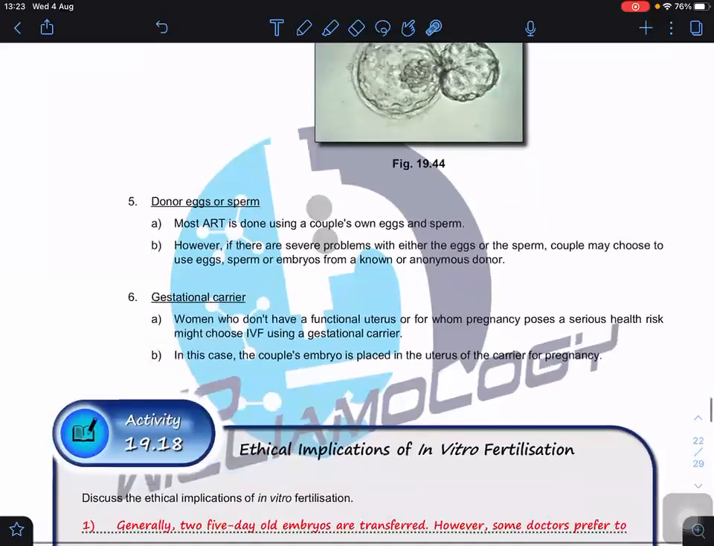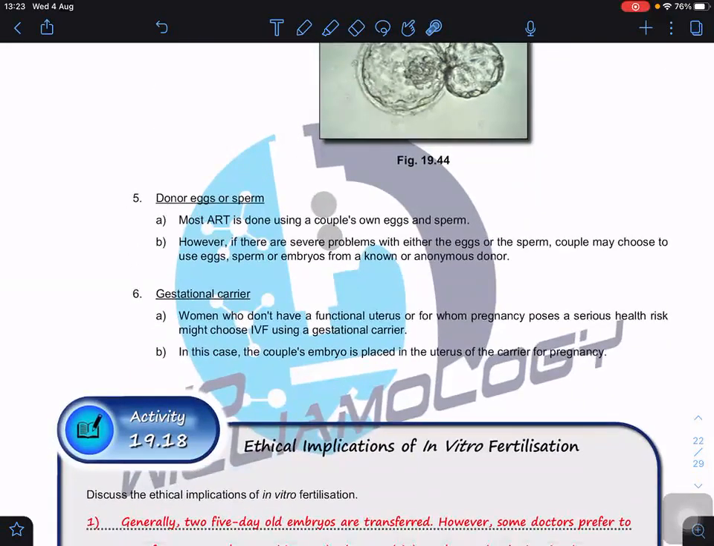Donor egg or sperm. Most ART is done using the couple's own egg and sperm cells. However, if there is a severe problem with either egg or sperm cells, the couple may choose to use eggs, sperm cells or embryos from a known or an anonymous donor. Gestational carrier is basically a surrogate mother. Women who don't have a functional uterus, or for whom the pregnancy process is a serious health risk, might choose to have a gestational carrier. In this case, the couple's embryo is placed in the uterus of the carrier for the pregnancy. So basically we get a surrogate mother.